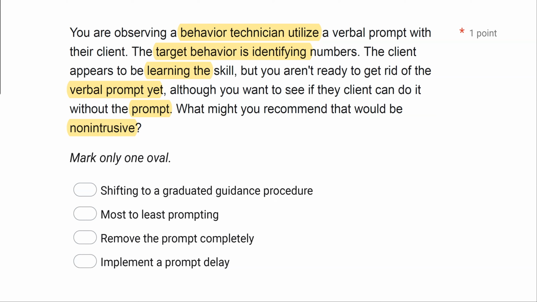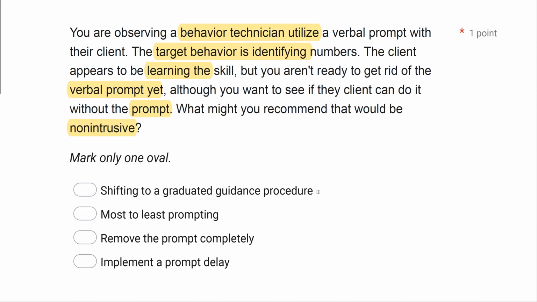Now, this is a more difficult question. This is essentially a behavior analyst question, which is fine because we're going to learn something. So if we're in a situation where we still want to use a prompt, but we want to allow the client the ability to answer without the prompt, there's a certain strategy we can use.